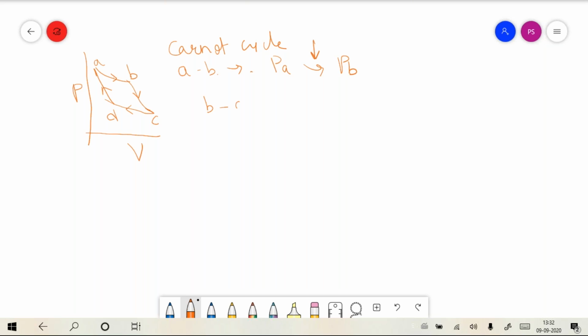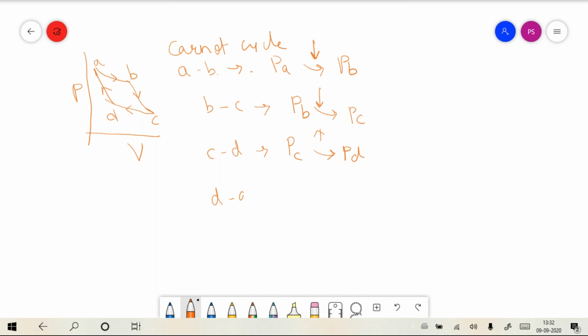Then during process B to C, you see that again there is a lowering of the pressure. B to C, the pressure is lower. If you look at C to D, now there is a pressure PC, and you again get back to the pressure PD. So there is a pressure increase, and from D to A, it increases back to pressure PA.